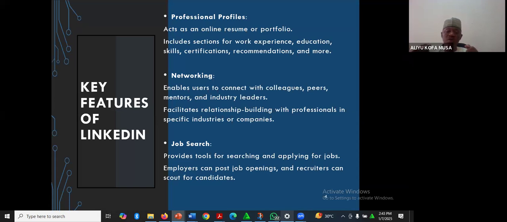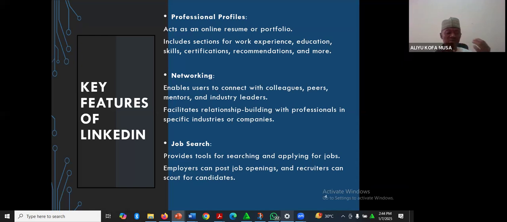And most of the standard job searchers and job providers are all on LinkedIn. So it's a way to network with them. It also facilitates relationship building with professionals, engineering bodies, accountancy bodies, and so on and so forth. So it facilitates relationships between professionals in specific industries or companies.